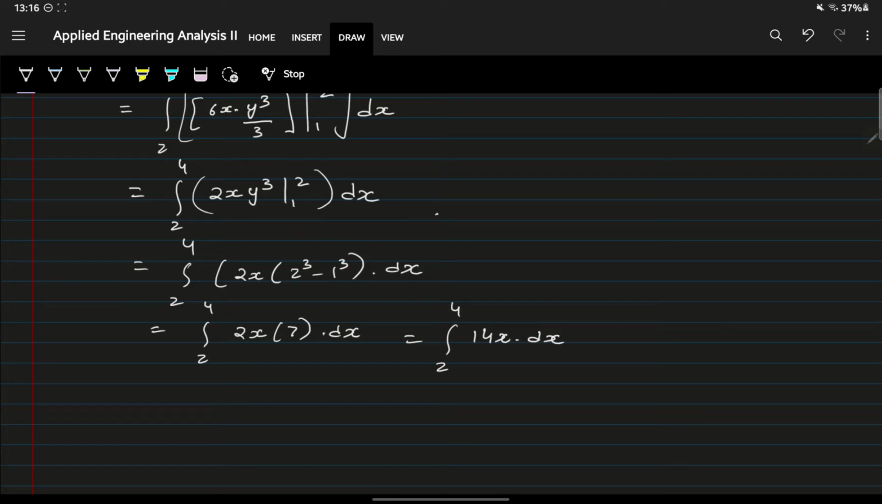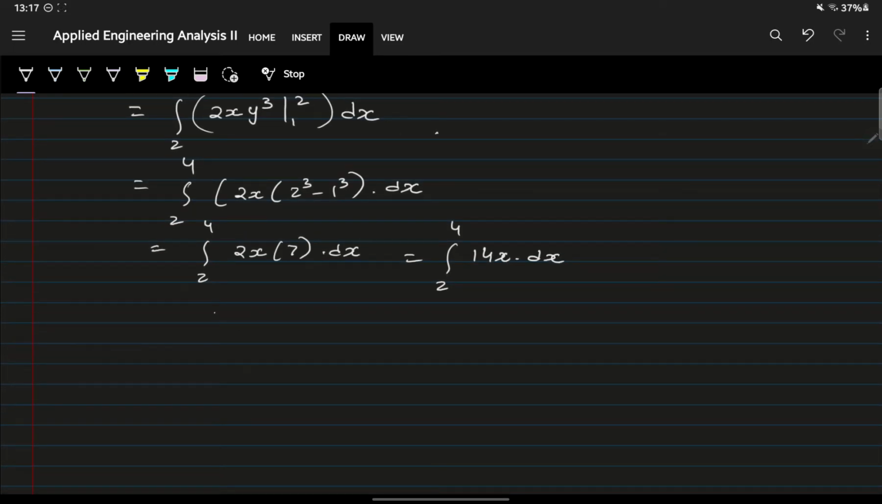Fourteen x dx. Now let's integrate it with respect to x. Then it becomes 14 x square by 2, between 2 and 4. That is 7x square between 2 and 4. That's 7 times 4 square 16 minus 4, that is 84.